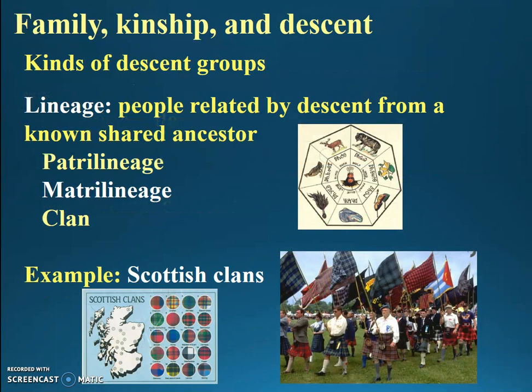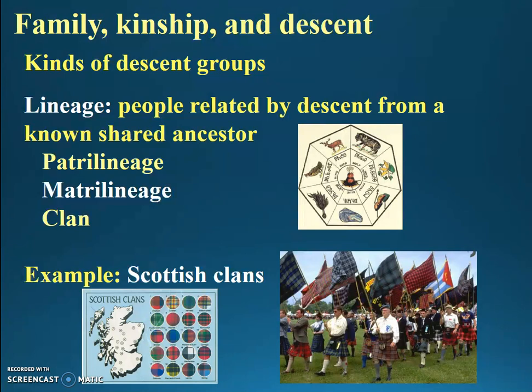And then we can look at the kinds of descent groups. So we already looked at some of these. So a lineage really are people related by descent from a known shared ancestor. So that's where we get this idea of a patrilineage. So in a patrilineage, people are related through their fathers. So in the US, the people born with a given surname, like the Smiths, would be theoretically traceable to a known male founding ancestor. Likewise, with the matrilineage, people are related through their mothers, theoretically to a known female founding ancestor.